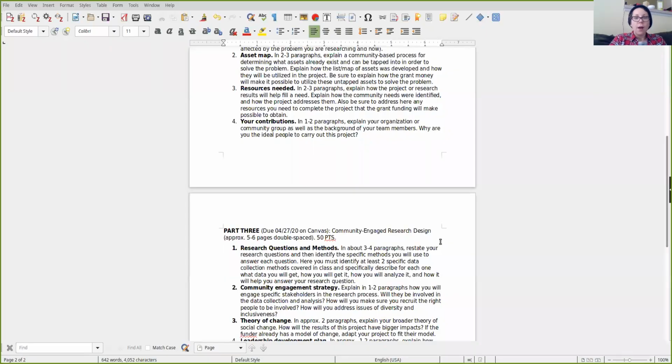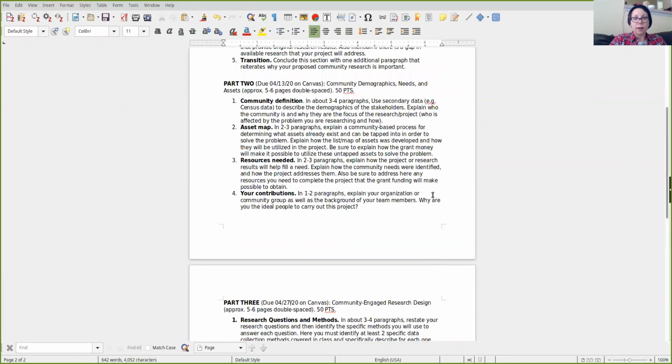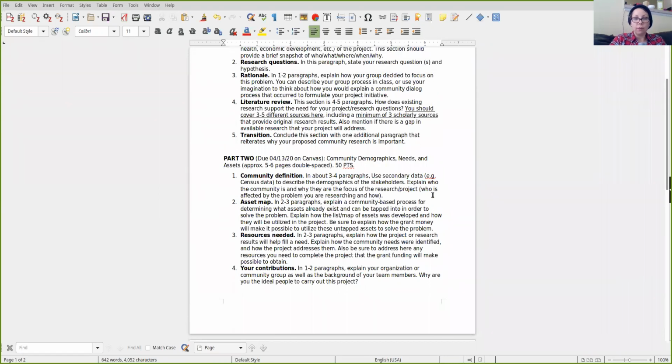So I'm going to try and share my screen with you so that we can do a quick walkthrough of the proposal assignment. Okay, so as you can see here, I'm looking at part 2 of your grant proposal assignment details. And as a reminder, this file, you can find it in Canvas under Files. I think it's in the folder called Course Planning, the same folder that has the syllabus in it.